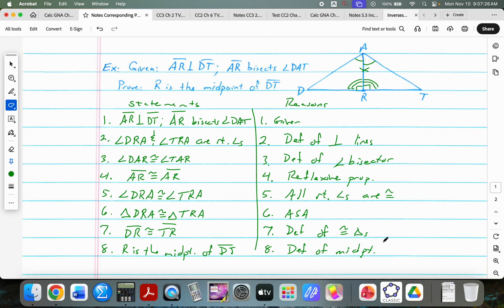Now, normally we think about definition of midpoint when we're given that you have a midpoint to start with, and then we conclude that the two segments are congruent. But remember, definitions are all biconditional. They work in both directions. Any questions about this one?